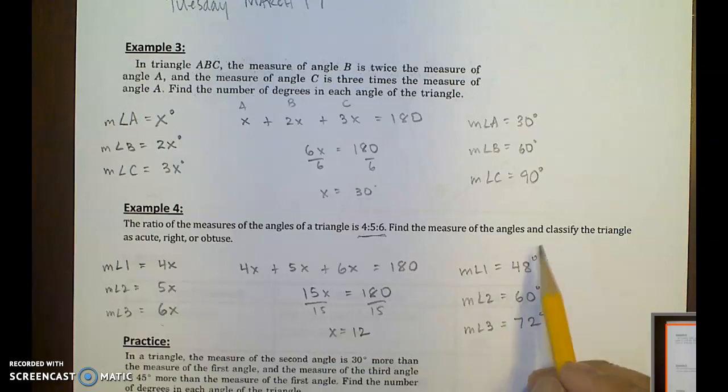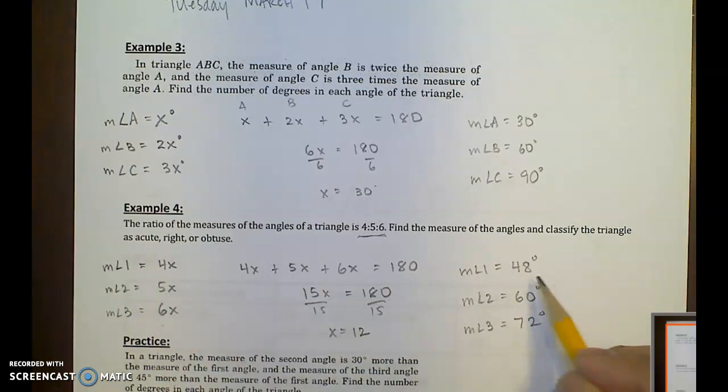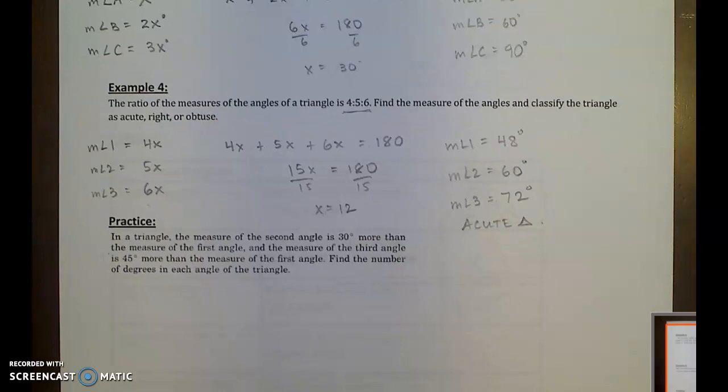So now they ask us to classify the triangle as acute, right, or obtuse. So again, we talked about yesterday, since all these angles are less than 90, then this must be an acute triangle. Okay. Moving on to the next problem.